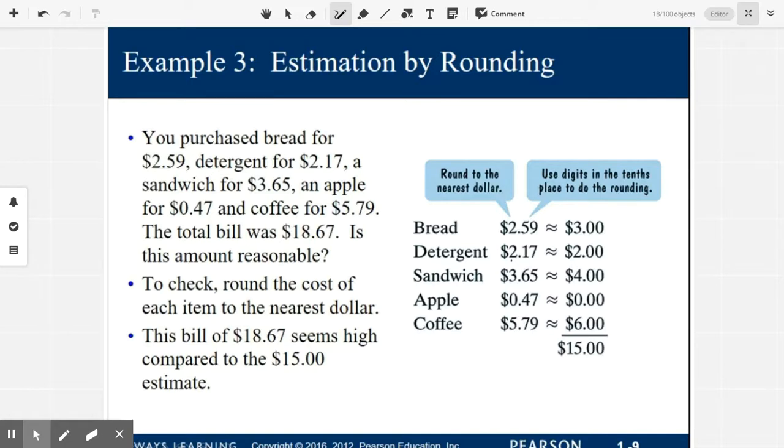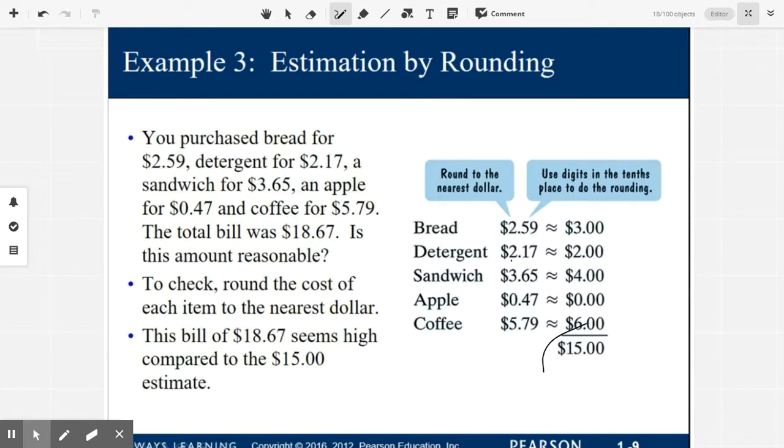How can we figure that out? Well, they're just saying round to the nearest dollar. So $2.59 is going to round up to 3. That 1 is less than 5. That's going to stay and round to 2. That 6 is bigger than 5, so that's going to round to 4. 47 cents is going to round down to 0. That's going to round up to 6. Okay, now it's easier in our head to add 3 plus 2 plus 4 plus 0 plus 6. 5, 6, 7, 8, 9, 15, $15.